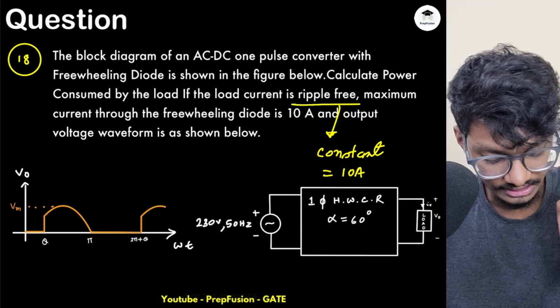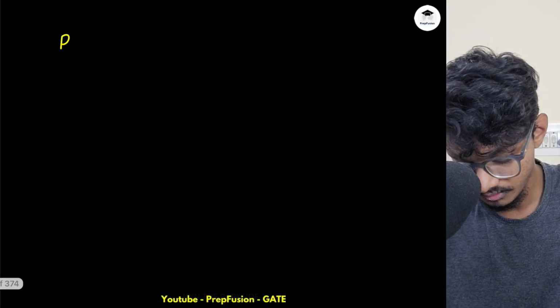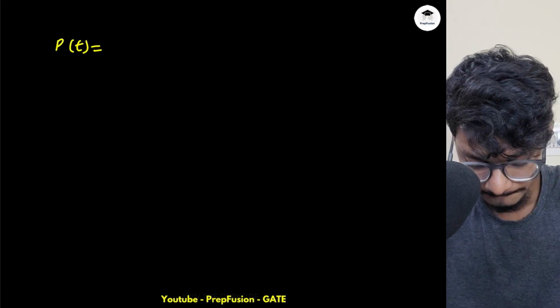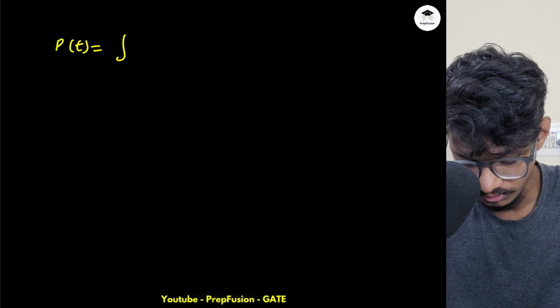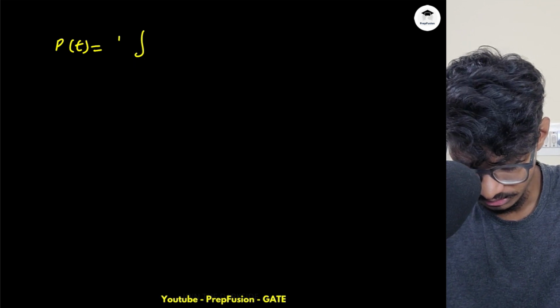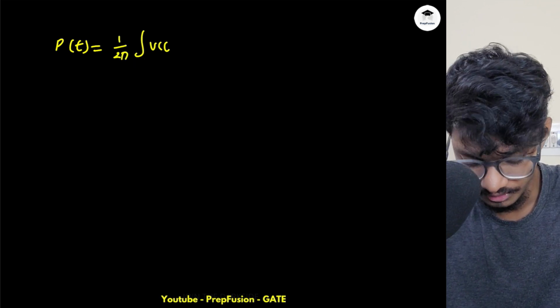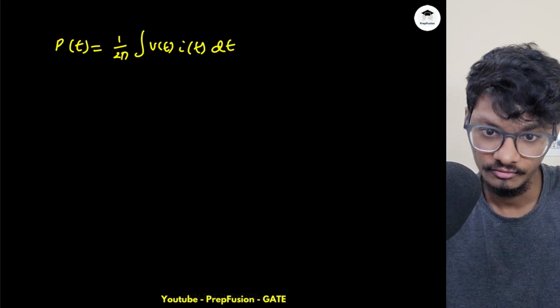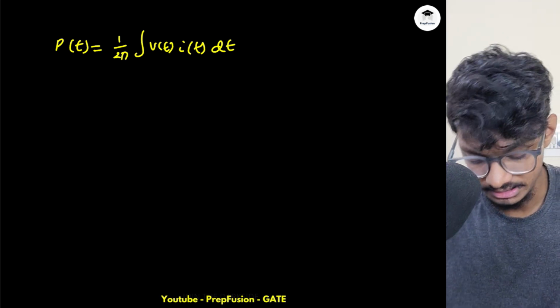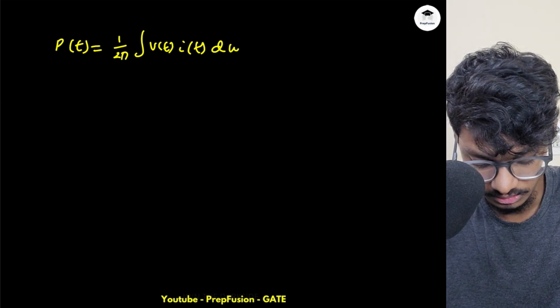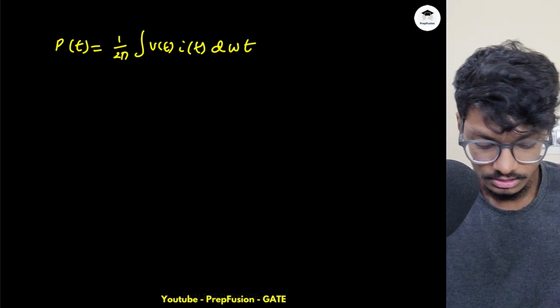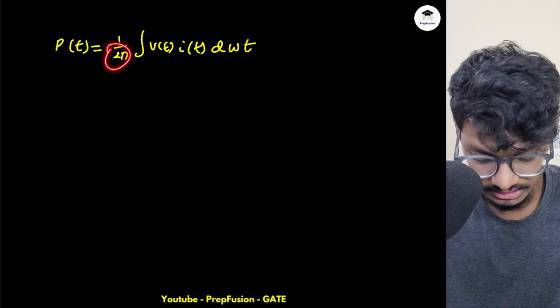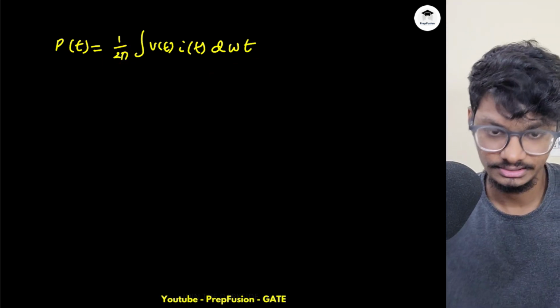What we can do is, one thing I can say. What is P of t? P of t is 1 by 2 pi integration of V of t into I of t d omega t, not dt actually, sorry. Because I am dividing with radians, that's why I am writing this also in radians.